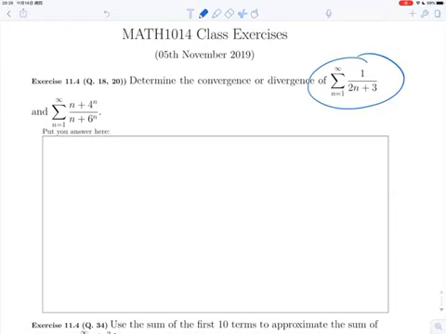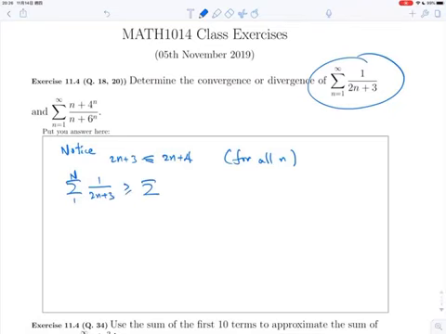plus 3. And we notice that 2n plus 3 is less than 2n plus 4. And therefore, and this is true for all n positive integers, of course, the sum from, let's say, 1 to capital N of 1 over 2n plus 3 is going to be bigger than the sum of 1 over 2n plus 4 for the same range of 1 to N.